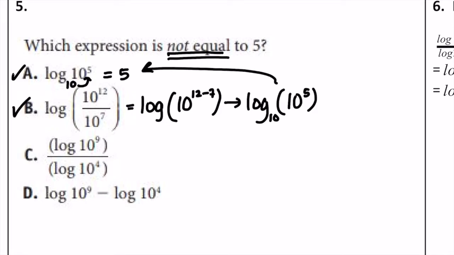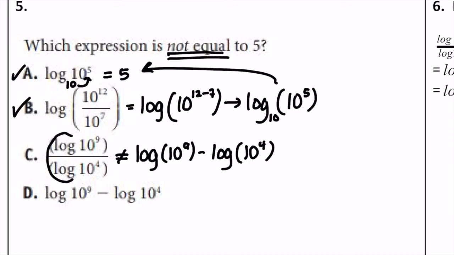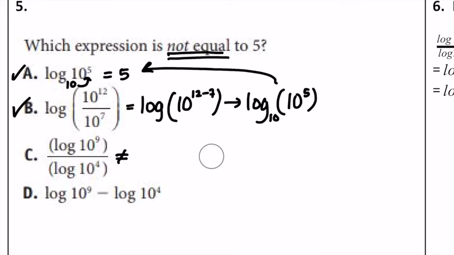For letter C, I have log of 10 to the 9th power divided by log of 10 to the 4th power. This is not equivalent to log of 10 to the 9th power minus log of 10 to the 4th power. This is not a single log. There's two logarithms here. This is not what's inside of a single logarithm. It's two separate logarithms being divided. Division is not the same thing as subtraction. So this is not what that is equal to.